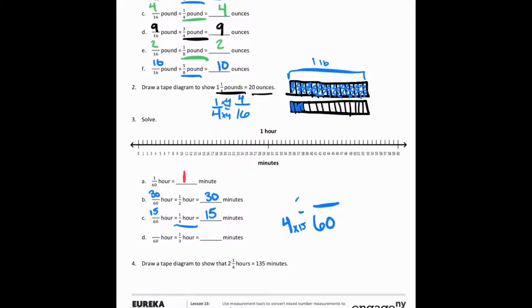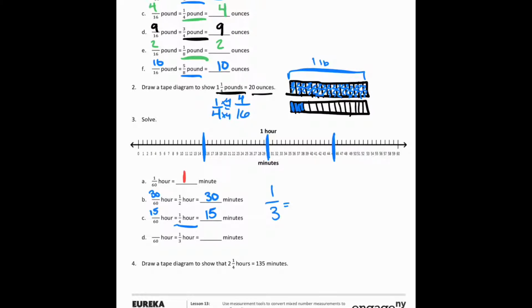Or I could prove it up here on the tape diagram where I could separate it into fourths. If I were to separate it into fourths, I'd put a line here, here, and here. So I'd have an equal amount. I'd have 15 minutes in each 1/4 of an hour.